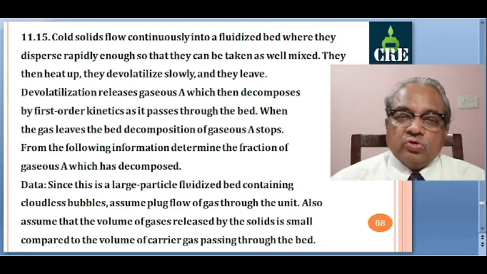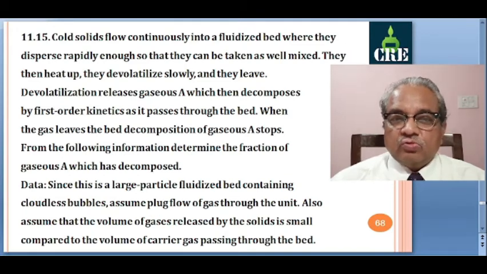So this is the use of residence time distribution studies. Once you have RTD studies, you can say something instead of considering equal residence time, as given by the space time, for all the particles. This is a better representation or better analysis. Next, 11.15. Hold solids flow continuously into a fluidized bed where they disperse rapidly enough so that they can be taken as well mixed.